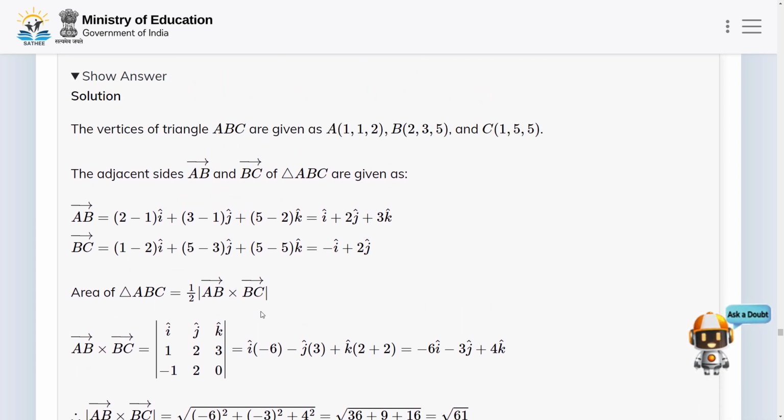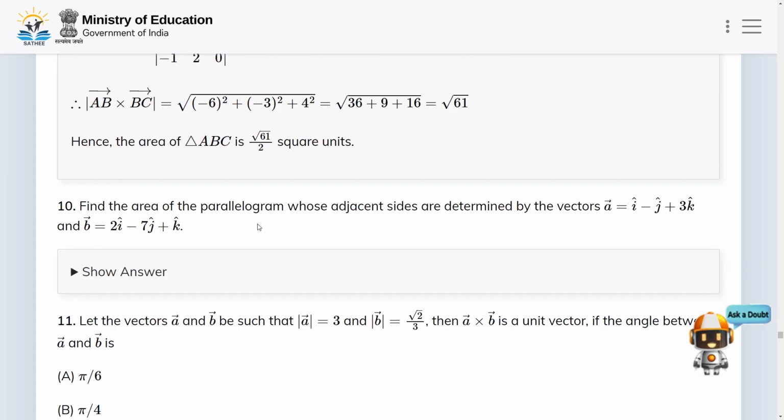Clear? I hope it is clear to you. Okay, let us move next.